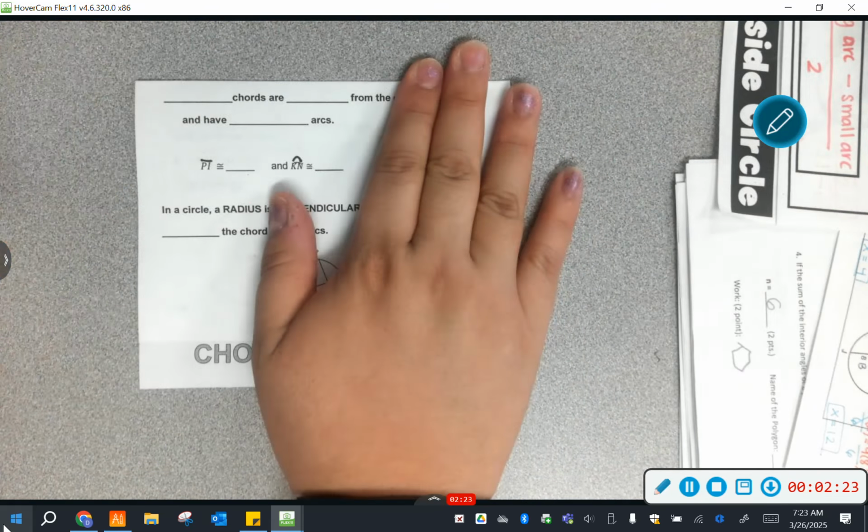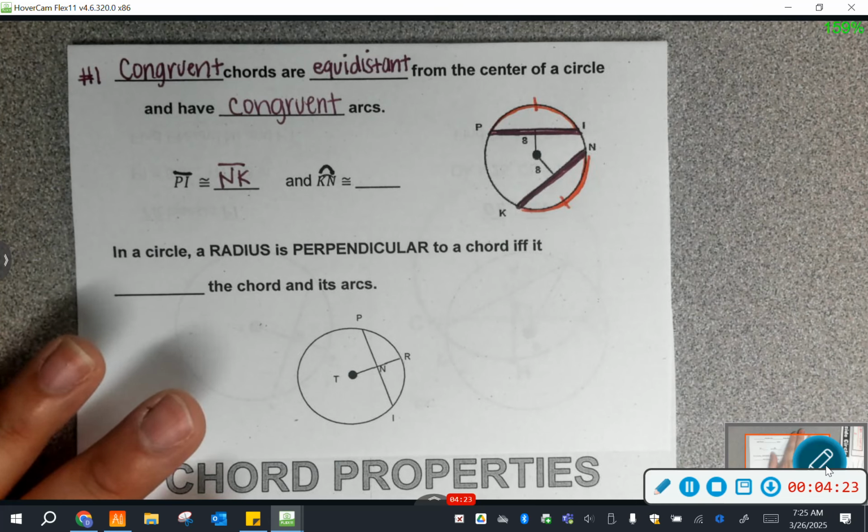But also, they also have congruent arcs, which means arc KN is going to be the same as what? Yeah, arc PI. So I'm going to put little tick marks right here because these are the same. Those arcs are the same. That is theorem number 1.